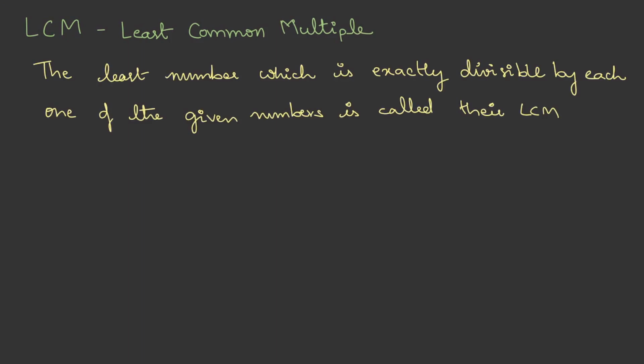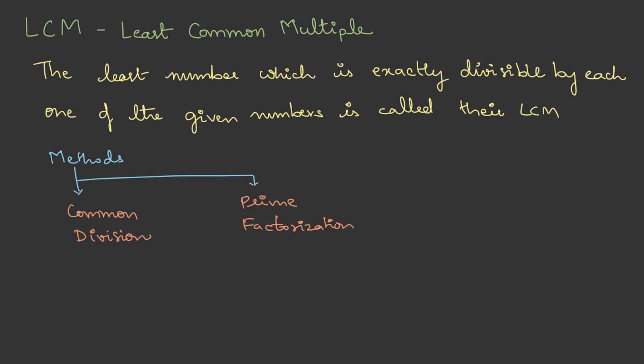In this lecture, I will be covering the concept on LCM and HCF. LCM. Its full form is least common multiple. It is the least number which is exactly divisible by each one of the given numbers, called their LCM. And there are two methods to find LCM. The first one is the common division method and the second one is prime factorization.